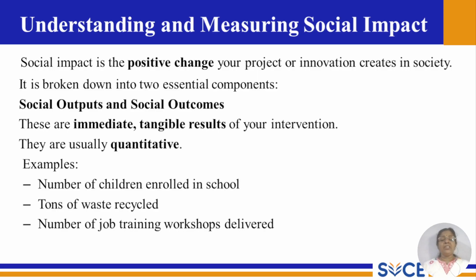Social outputs are immediate tangible results of your intervention. So after the intervention, how much the society has undergone some change. They should usually be quantitative. For example, the number of children enrolled in school. We would have done a campaign for education for all, so after that campaign, the number of children enrolled in school should go up. Also tons of waste recycled, and the number of job training workshops delivered. So it should be quantitative.